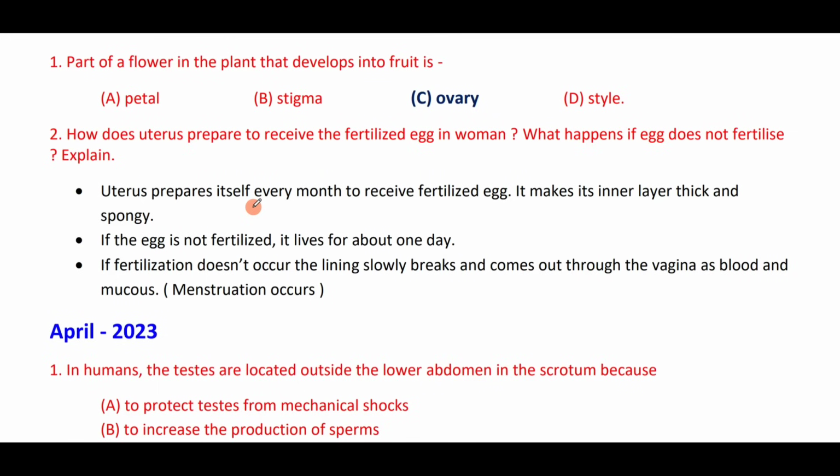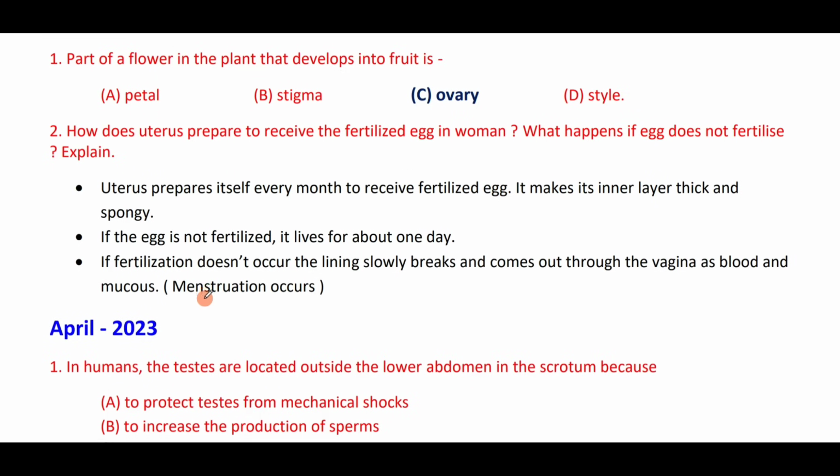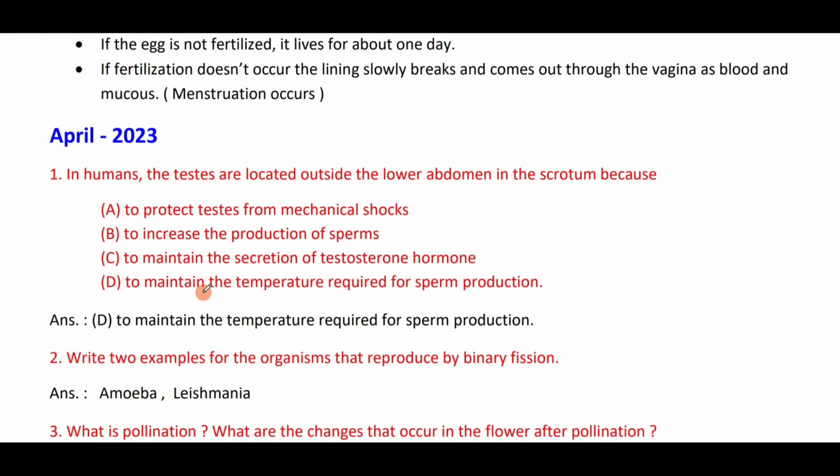How does the uterus prepare itself to receive the fertilized egg in a woman? What happens if the egg does not fertilize? The uterus prepares itself every month to receive the fertilized egg. It makes the inner layer thick and spongy. If the egg is not fertilized, the lining slowly breaks and comes out through the vagina as blood and mucus. This is how menstruation occurs. In humans, the testes are located outside the abdomen to maintain the temperature required for sperm production.